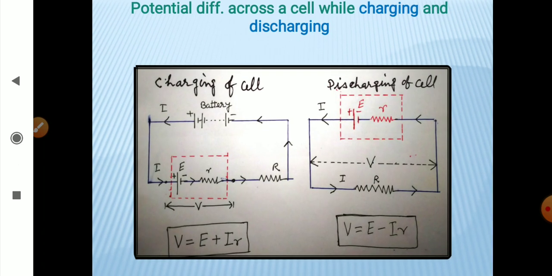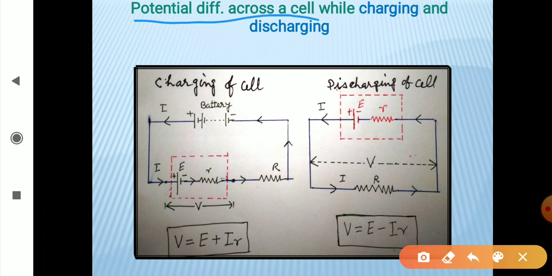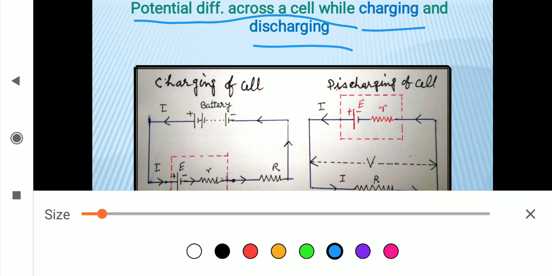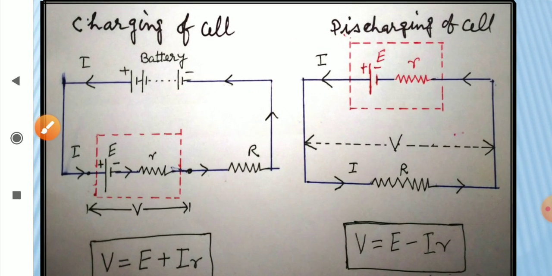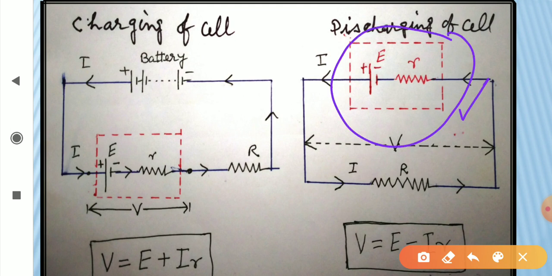Now let us discuss the potential difference across a cell while charging and discharging, right? So look at it. While discharging a cell, as we have just discussed, current is taken out from a cell, and while charging a cell, current enters in a cell. So this we have just done. The potential difference across this cell comes out to be V is equal to E minus Ir.